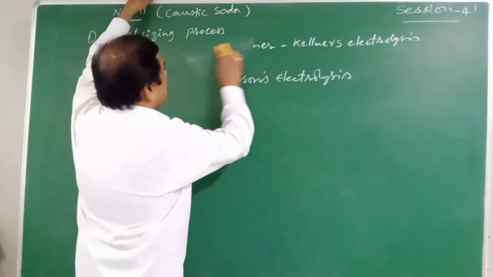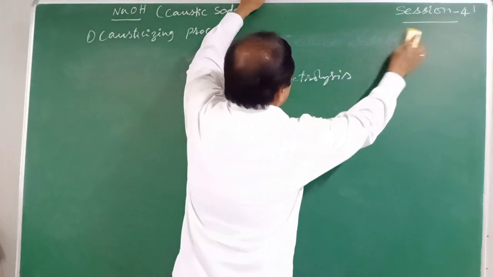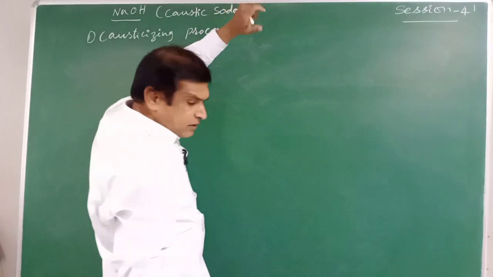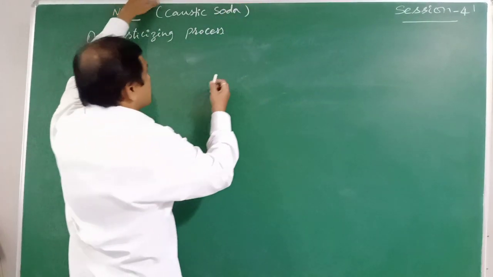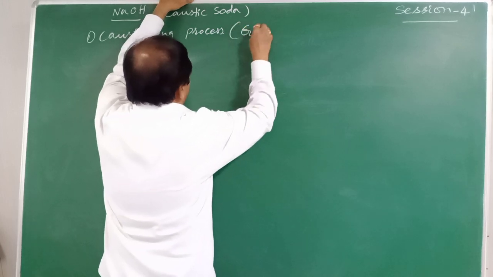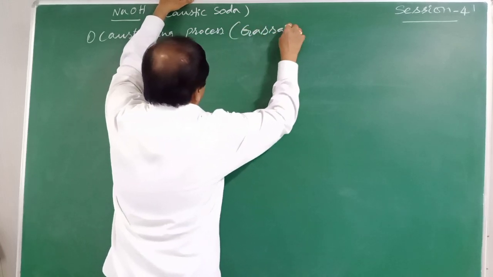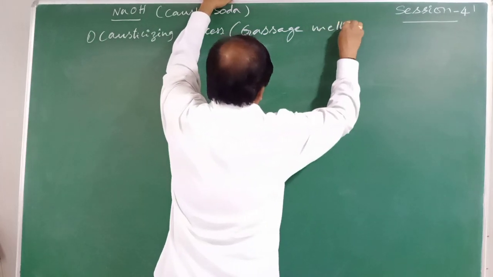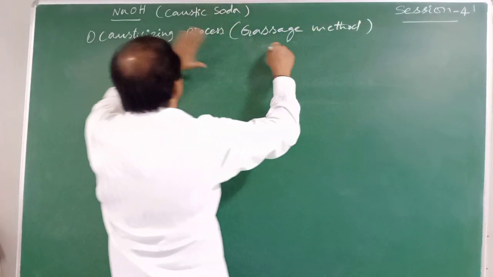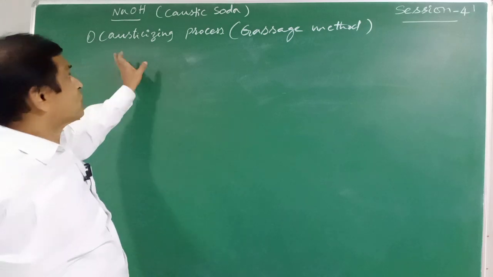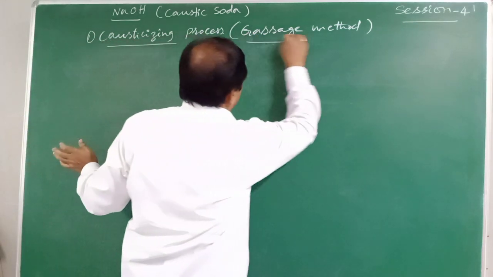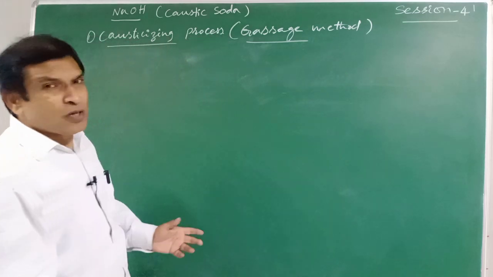The causticizing process is also called the Gaussage method. Remember this, the alternate terms are important for us. The causticizing process is also called the Gaussage method. And what is the process for this?